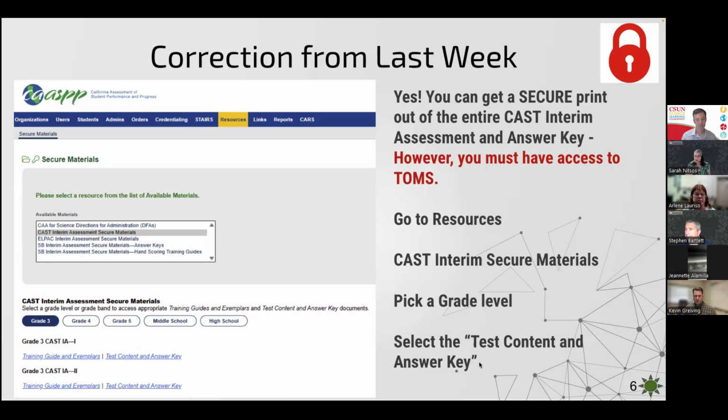There's also a training guide in exemplars that has rubrics as well as student samples of the extended responses. So again, secured resource. If you do print it, it needs to be controlled and then shredded. It cannot go home with students, cannot be put up on a learning management system, but that does exist for those of you who asked about it last week.